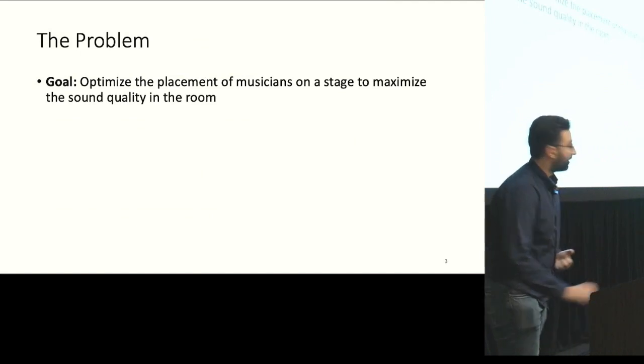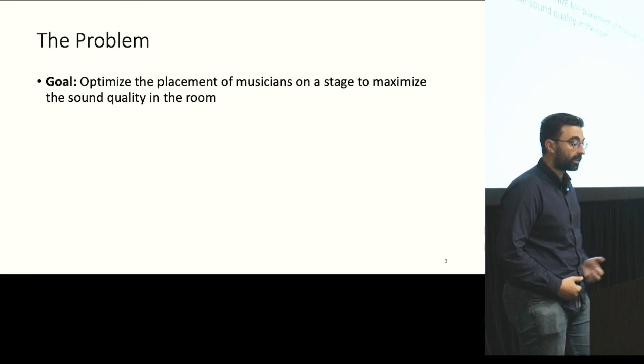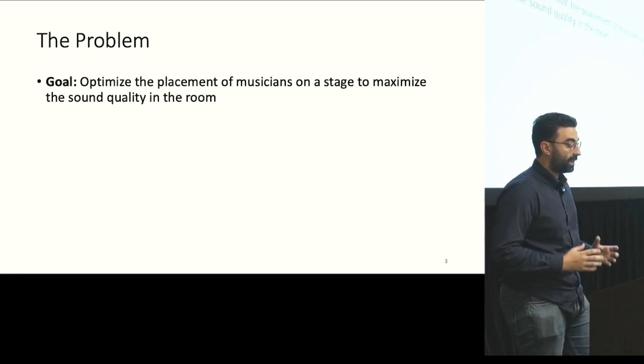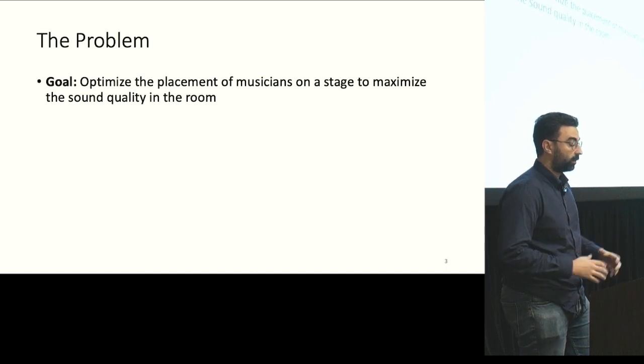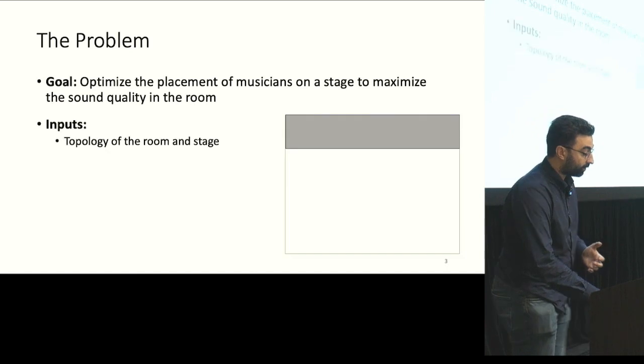So let's talk a bit about this year's problem. As you might have guessed from the logo of the contest, this year's problem was about music, and especially about optimizing the placement of musicians on a stage so that you would maximize the quality of the sound in the room. So how does this work?